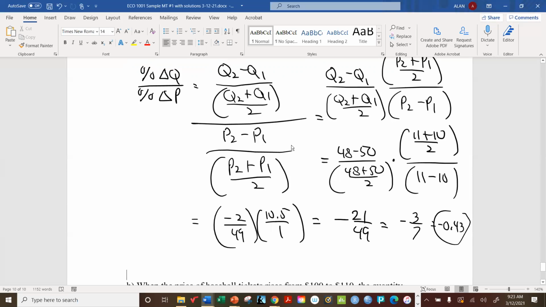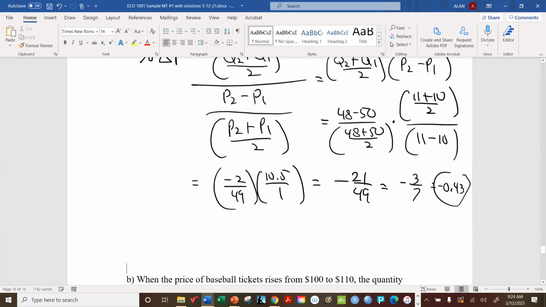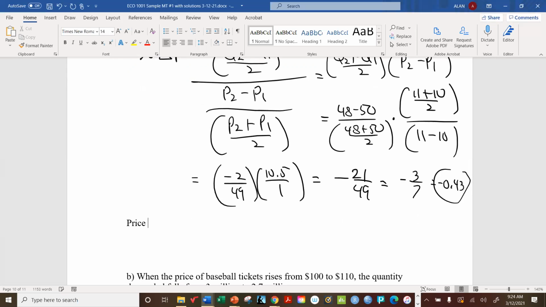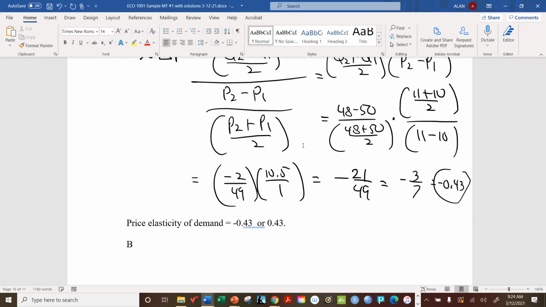Okay, the bottom line here, though, is this. They want to know not only the elasticity, but we want to classify it. We have to specify whether the demand for this product is elastic, inelastic, or unit elastic. So how do we do that? Well, ignoring the sign. So first, the price elasticity of demand is negative 0.43. Or you can write it as 0.43 because we are ignoring the sign. And so because the elasticity of demand is less than 1, the demand for this product is said to be inelastic.